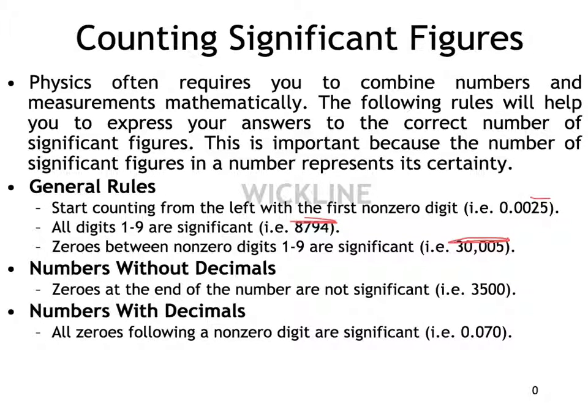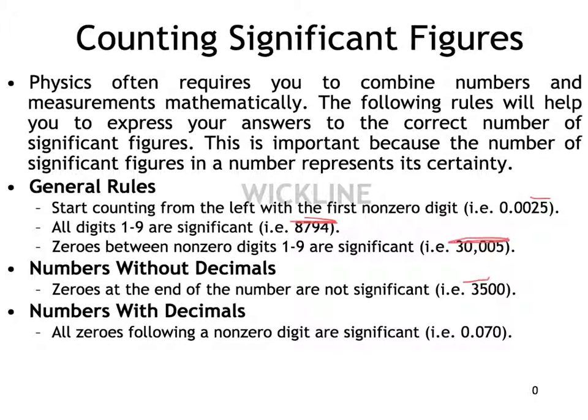Now, if that number also does not have a decimal, then you can use this rule as well. The rule states that zeros at the end of the number are not significant. So, for instance, here's 3,500. It does not have a decimal. There's no decimal in this number. And that means that these 2 zeros at the end don't count. So I'm going to say that this 3 and that 5 are significant, but not the 2 zeros that follow.